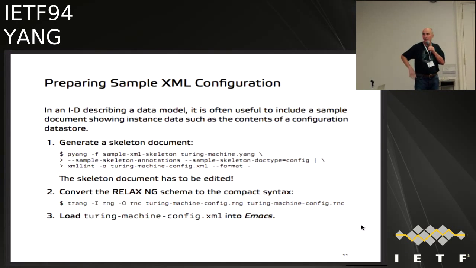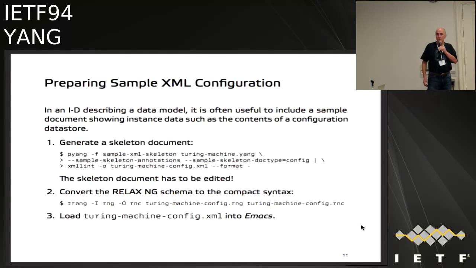If you edit this sample skeleton, you can also use Emacs, for example, for on-the-fly validation. For nXML mode, by the way, you need to convert the Relax NG schema to the so-called compact syntax if you want to do that. And then if you load that into Emacs, it will validate the instance document on the fly using that Relax NG schema.